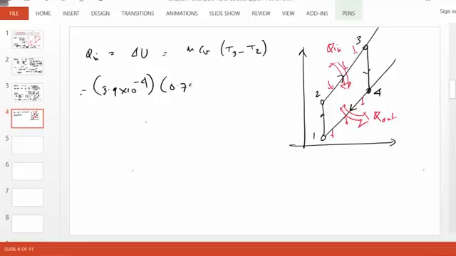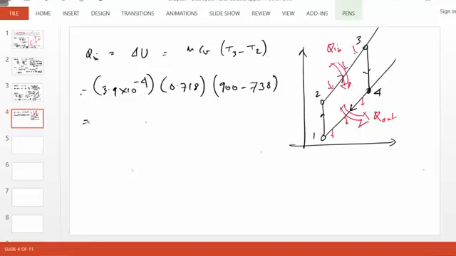CV 0.718. Again, the values for CV, K, and CP for air should be known, or you can find them from any PG table, from the tables module. And T3 is 900, that was given to us. And T2 we found to be 400. How much was the T2 we found? I think 738 Kelvin.